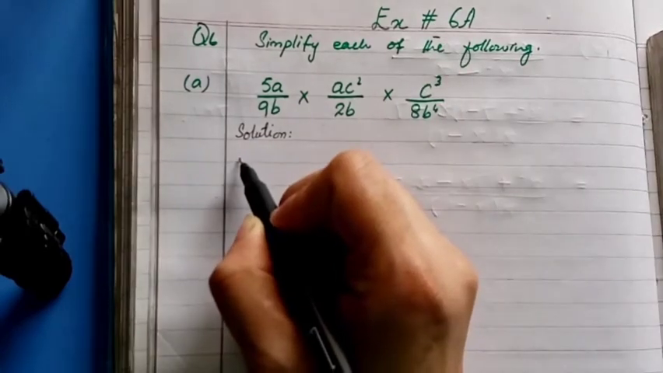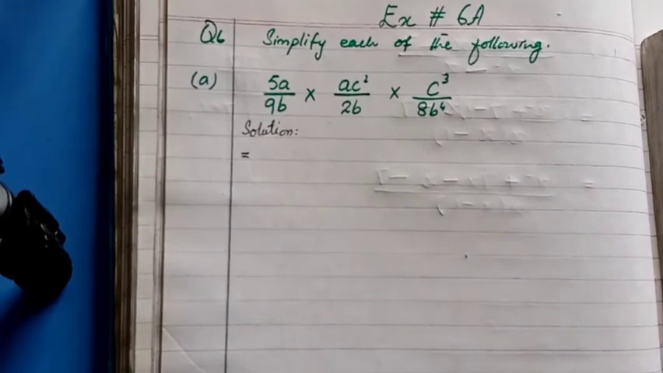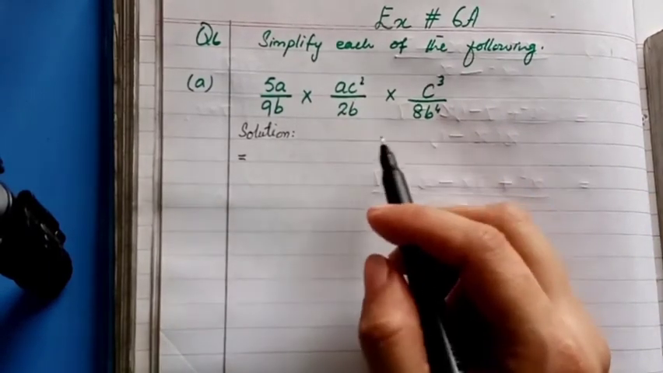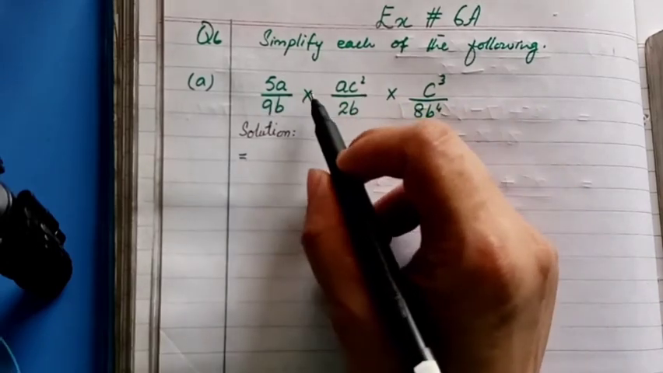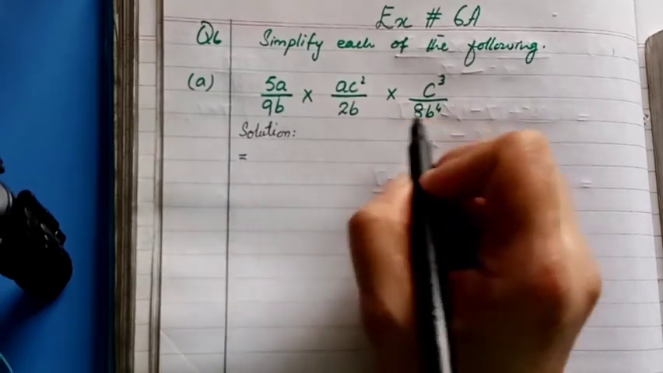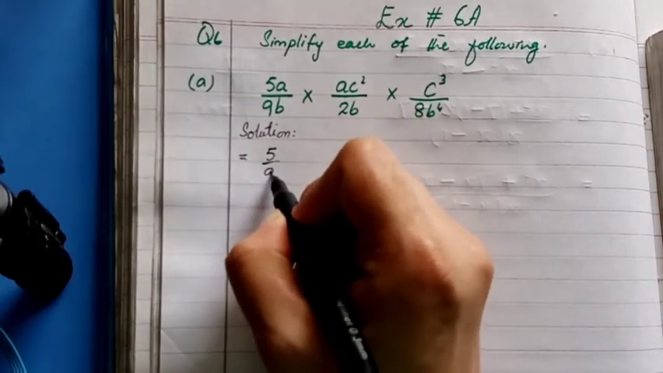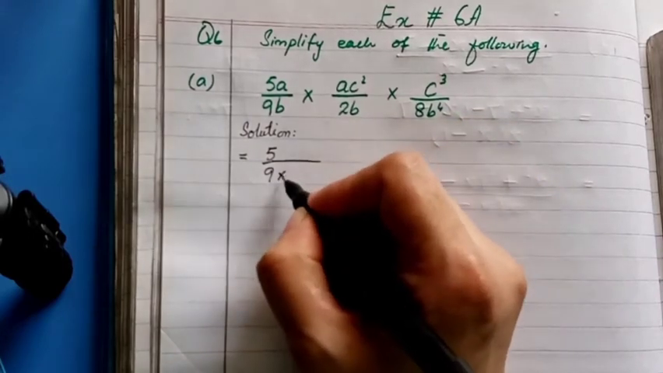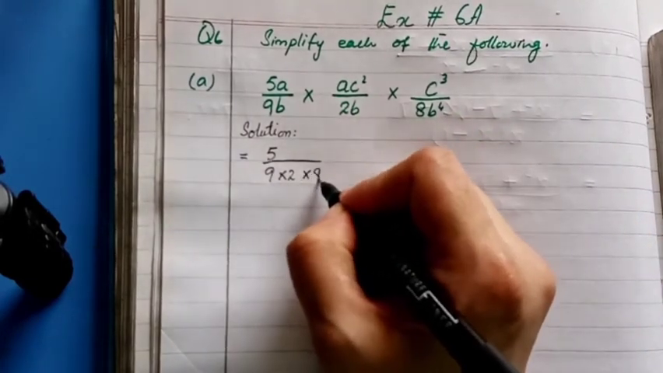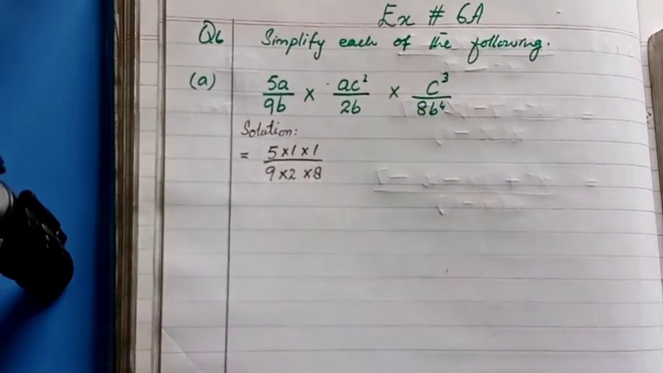So, starting solution. First of all, I want to separate the variables and coefficients. So, I am separating all the coefficients present in these terms. So, 5 upon 9. Here we have 1. Here we have 2. Here we have 8. And here, in the numerator we have 1 multiplied by 1.